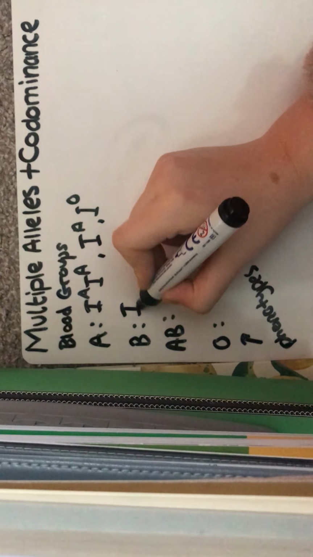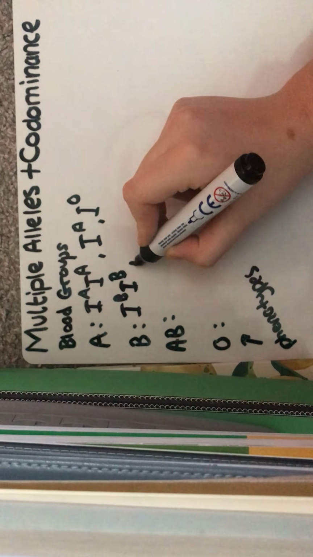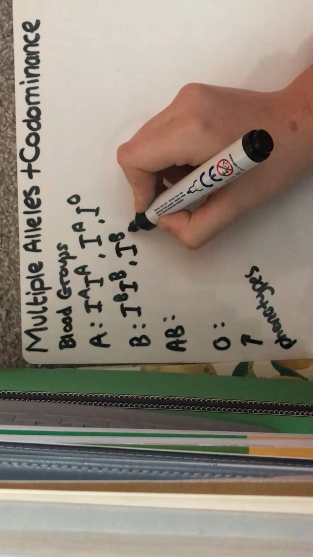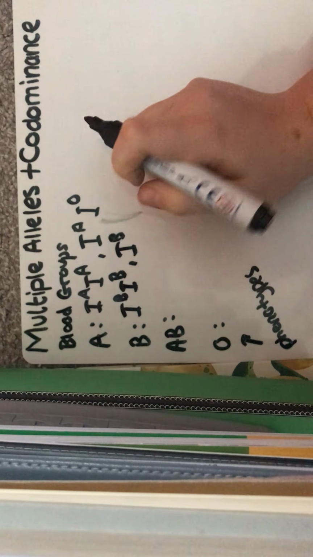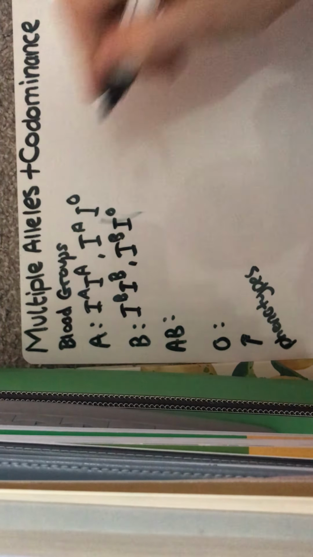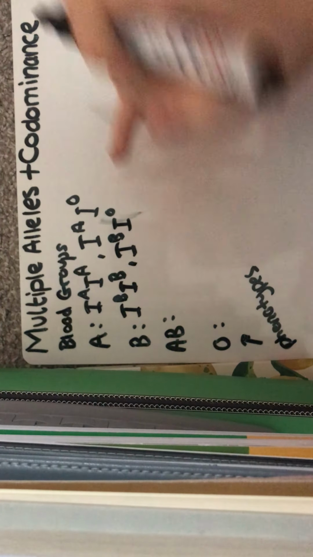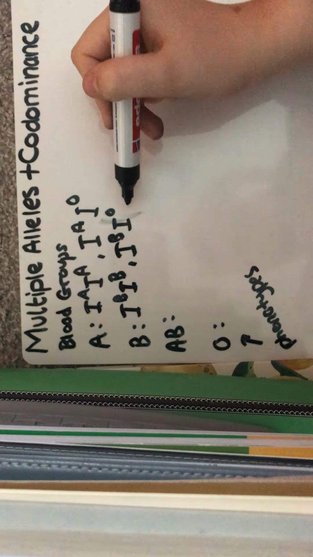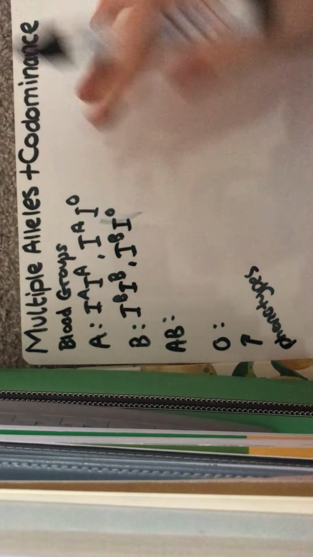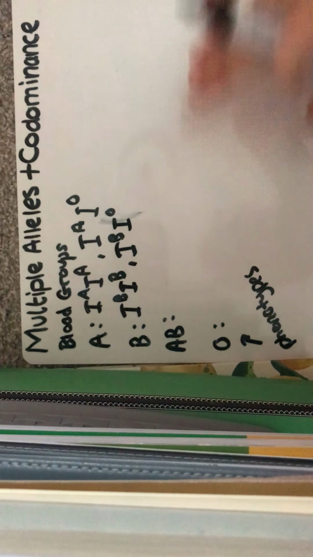So I'll just show you here. So group B could be IB IB, or it could be IB IO. Because the IB is dominant over IO, although we have got the IO allele here, it's not going to be expressed. It's almost like it's heterozygous, okay? So this is dominant.